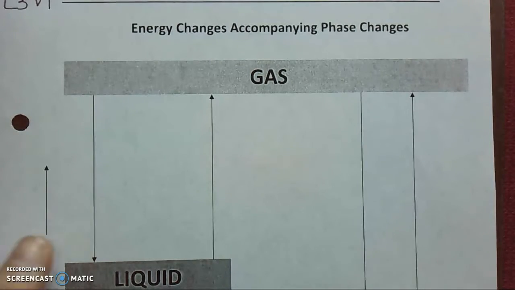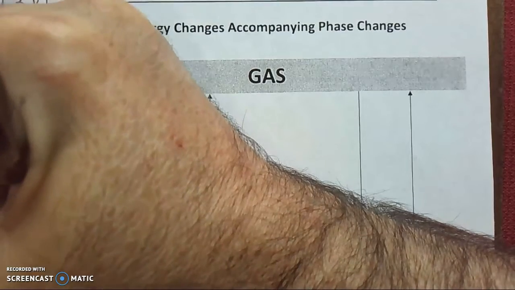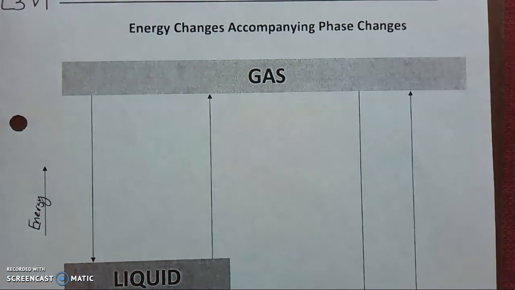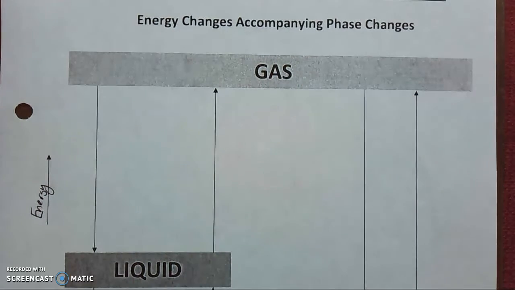So, this arrow over here on the side is going to represent energy contained or energy added. So, as we go up from a solid to a liquid to a gas, we're going to end up with a change in energy. So a gas contains more energy than a liquid, and a liquid has more than a solid. So we're going to follow the arrow.